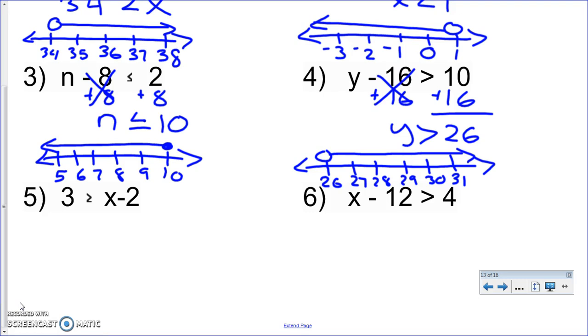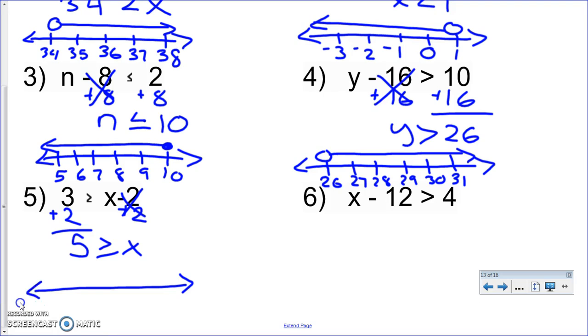To get x by itself, we need to cancel out the subtraction, so we're going to add 2 on both sides. So now we have 5 is greater than or equal to x, or it can also be read x is less than or equal to 5. So now we're going to graph it.